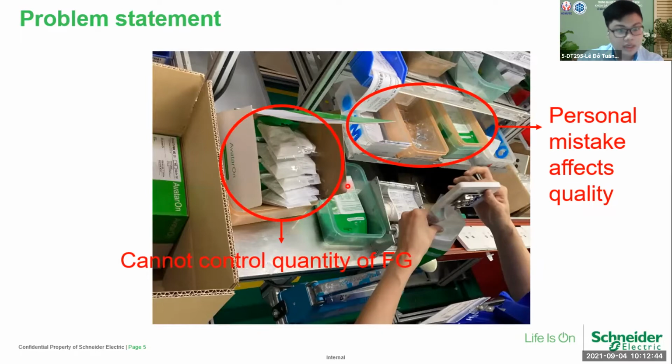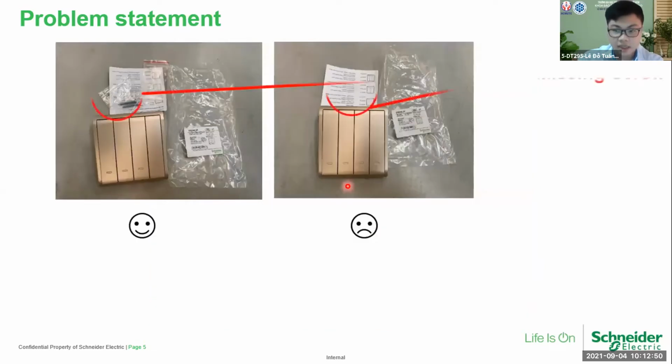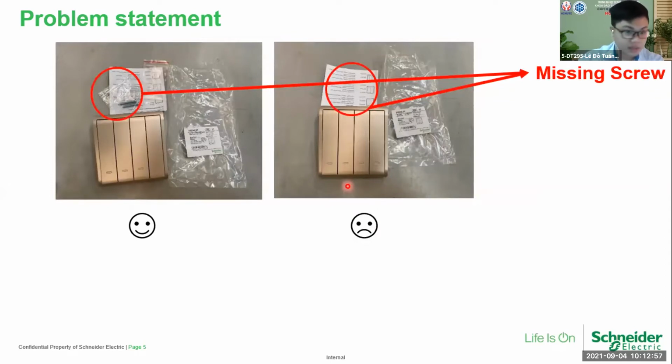And you can see here two pictures comparing the components in the packaging. The picture on the left side is packing with all the components included, and the picture on the right side is the case of missing products.